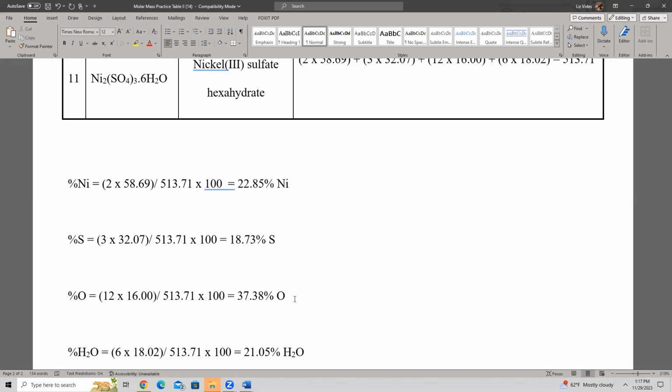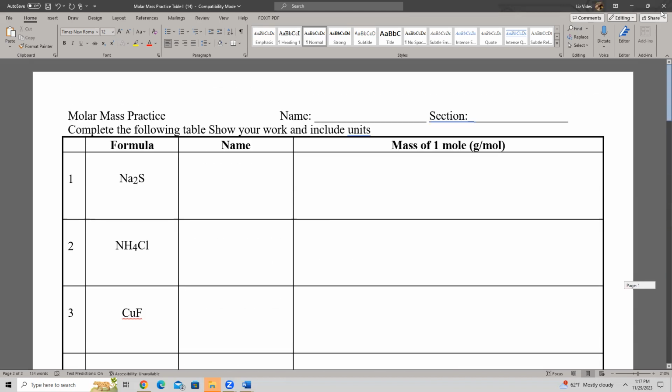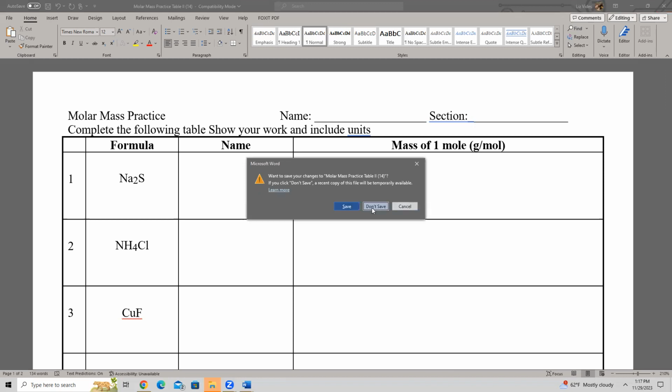And I got very good results, 100.01, which is good, because you wouldn't get 100 if you screwed up. So that's perfect. All right, so there you go. That's how you do percent composition. Very simple, right? Okay.